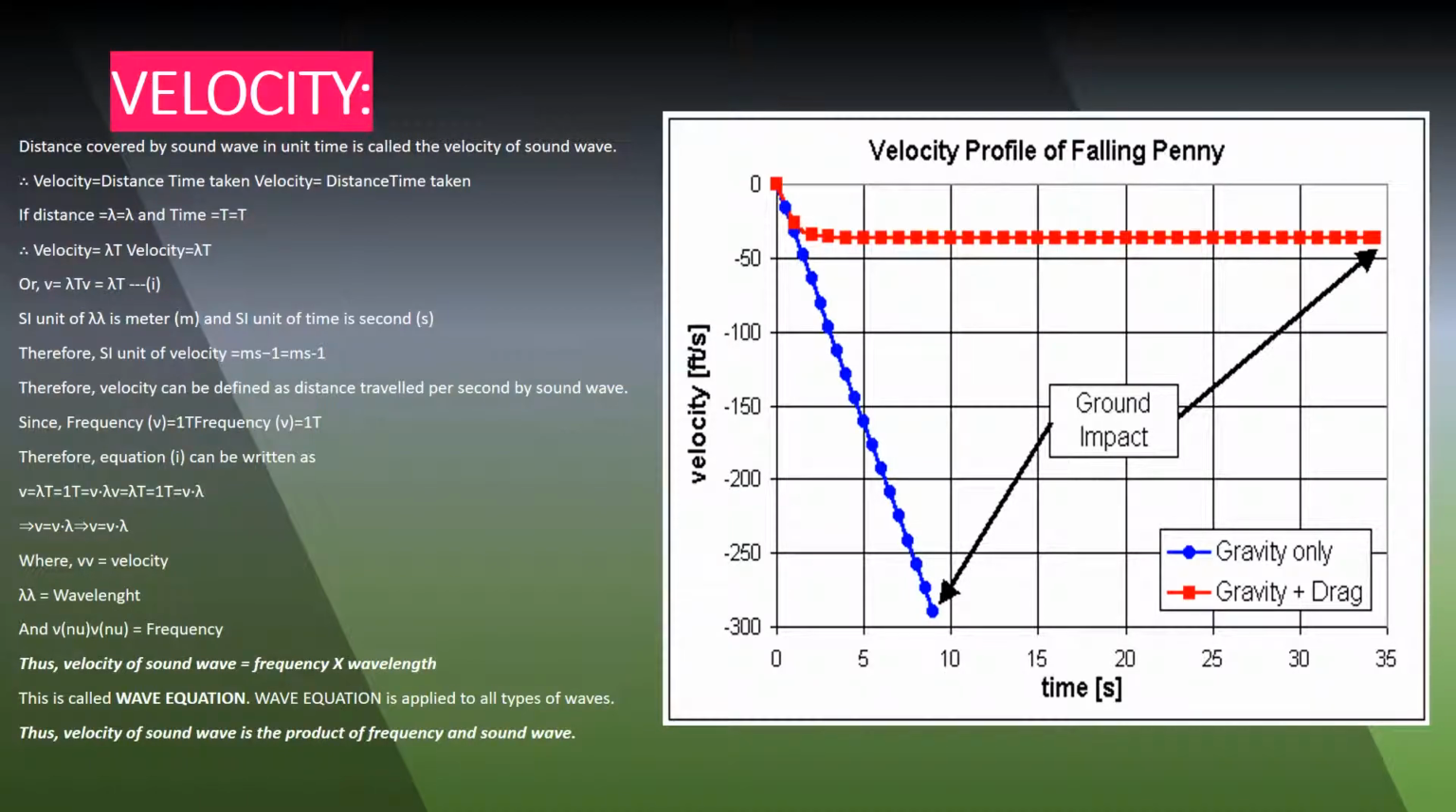Velocity. Distance covered by sound wave in unit time is called the velocity of sound wave. Velocity equals distance over time taken. If distance equals lambda and time equals T, velocity v = λ/T, equation (I). SI unit of lambda is meter, m, and SI unit of time is second, s. Therefore, SI unit of velocity equals m s⁻¹. Therefore, velocity can be defined as distance traveled per second by sound wave.